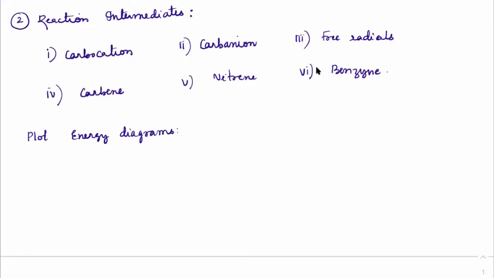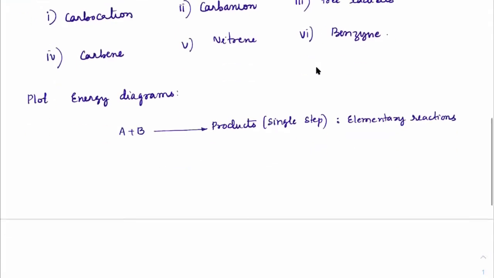What does that mean? Suppose there are two reactants, let's say A plus B, forming products. If this reaction happens in a single step, we call this type of reaction an elementary reaction. This is something you learn again in kinetics, but as of now we require these terms, so you better understand what exactly these are.